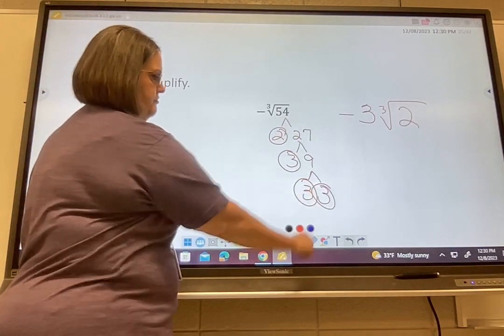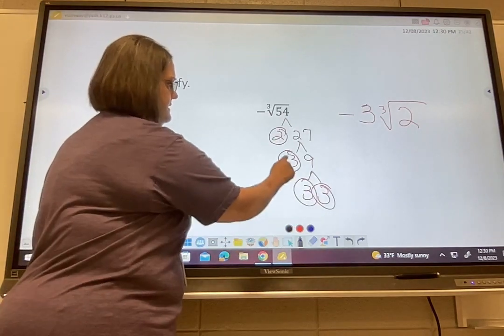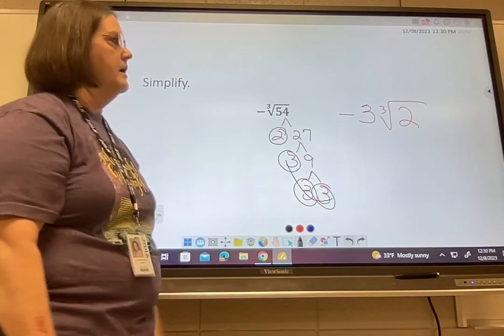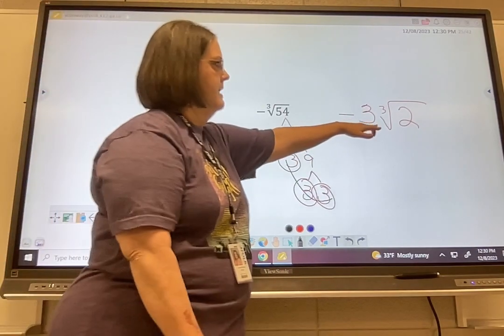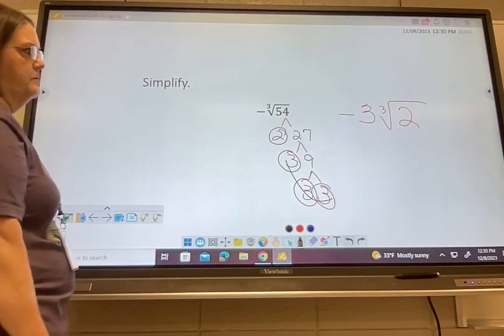Remember to do your factoring tree. And it takes 3 of the same number to bring it out. We're bringing out a 3. We have a negative there, so we pull out the negative. So -3 cube roots of 2.